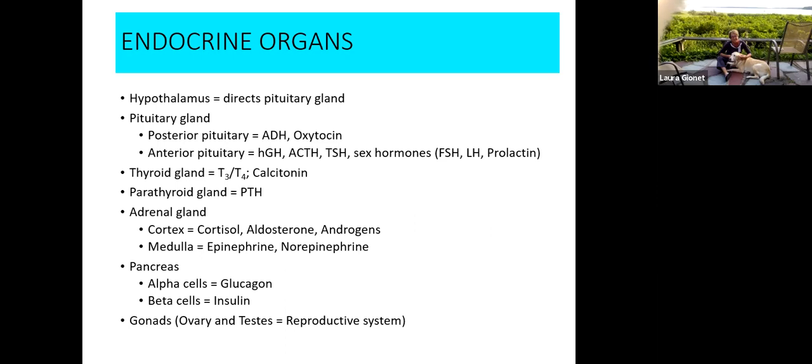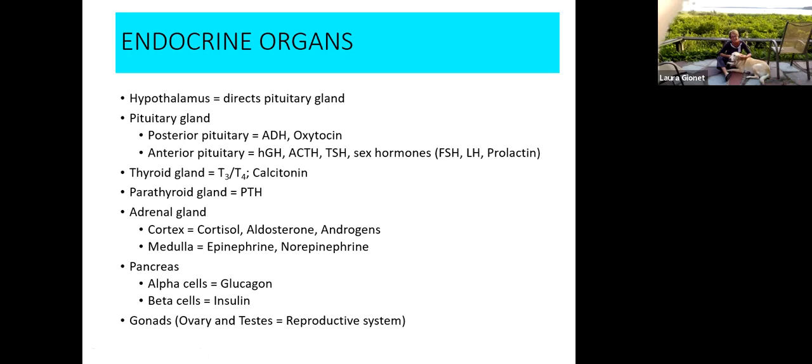calcitonin. On the posterior aspect of the thyroid gland, we find the parathyroid gland, and that produces PTH, or parathyroid hormone. Then we work down to the kidneys. We have the adrenal gland. The cortex, or outer region, produces cortisol, aldosterone, and androgens, which are precursors to some of the sex hormones. And then the medulla, or inner region, epinephrine and norepinephrine.